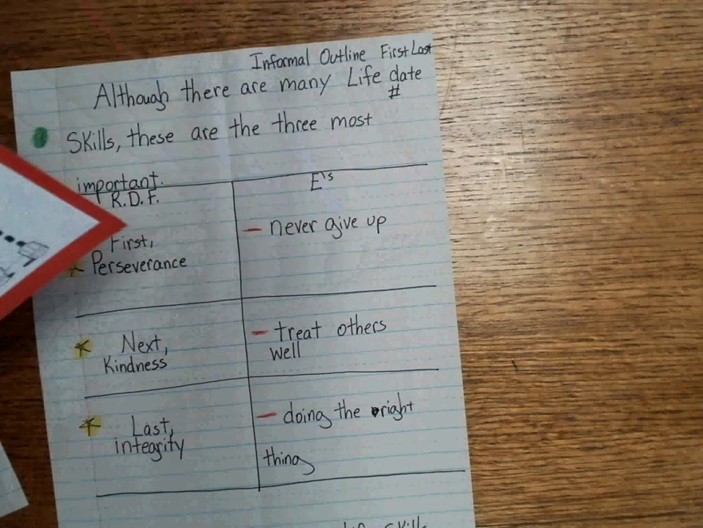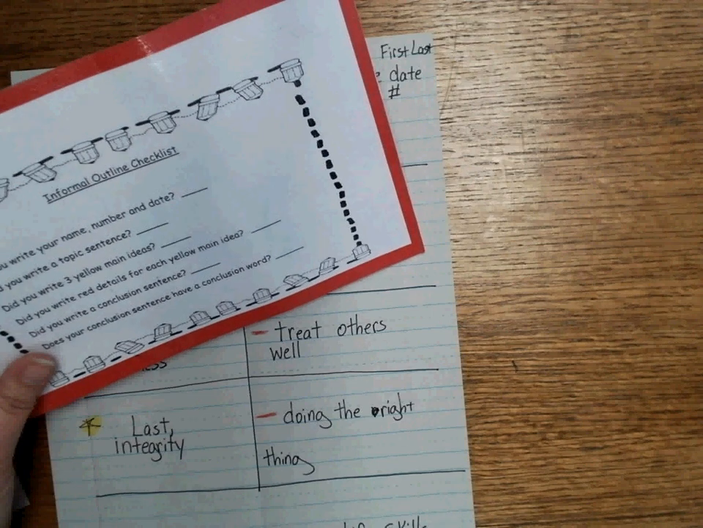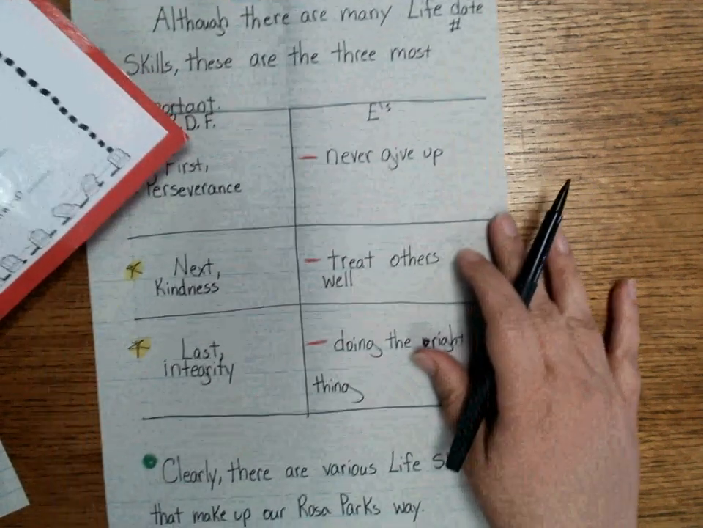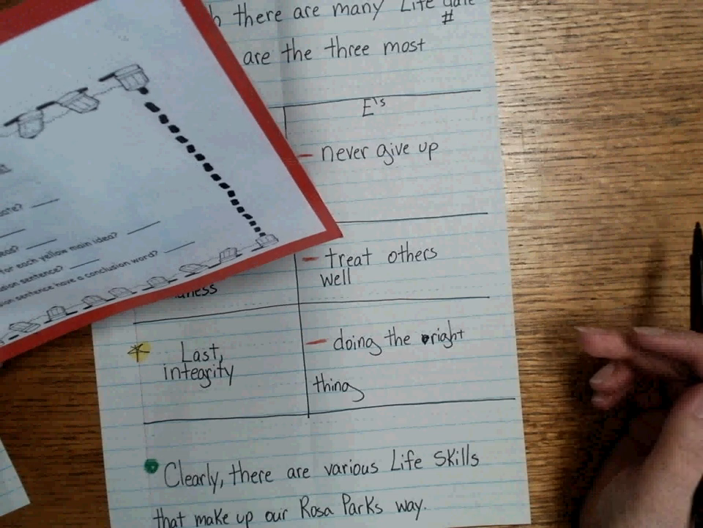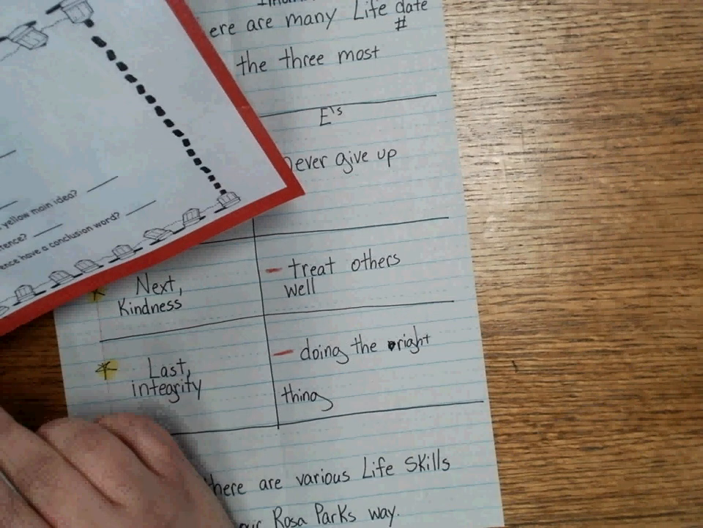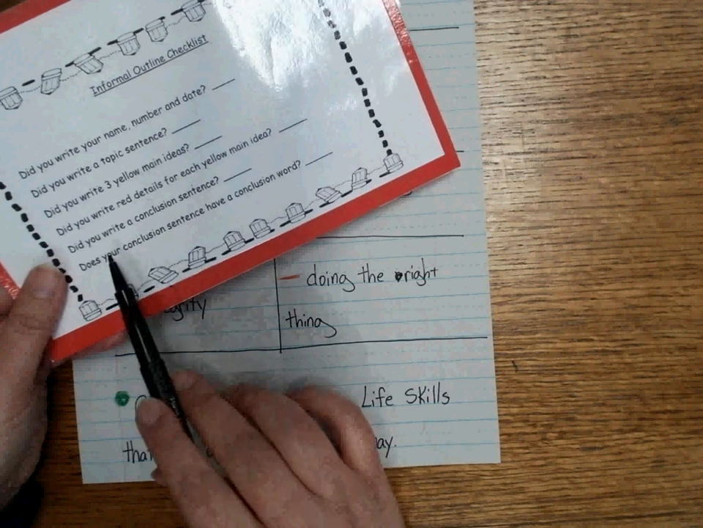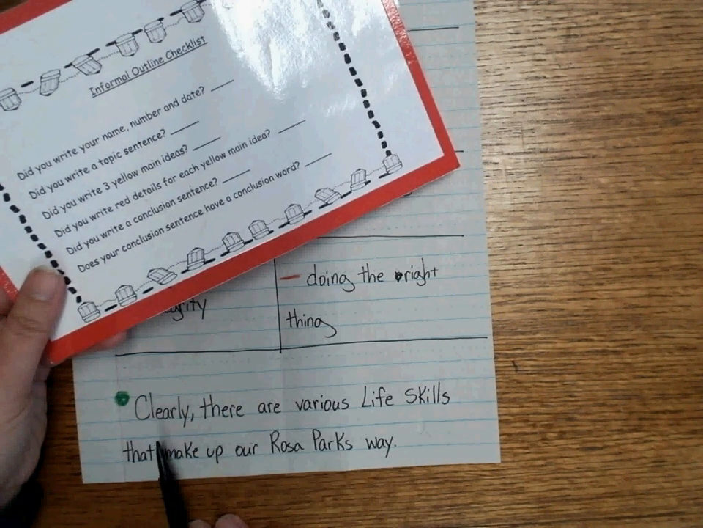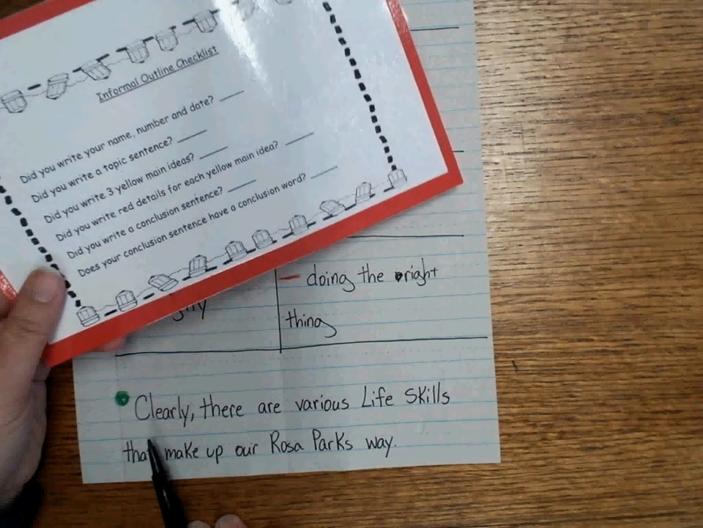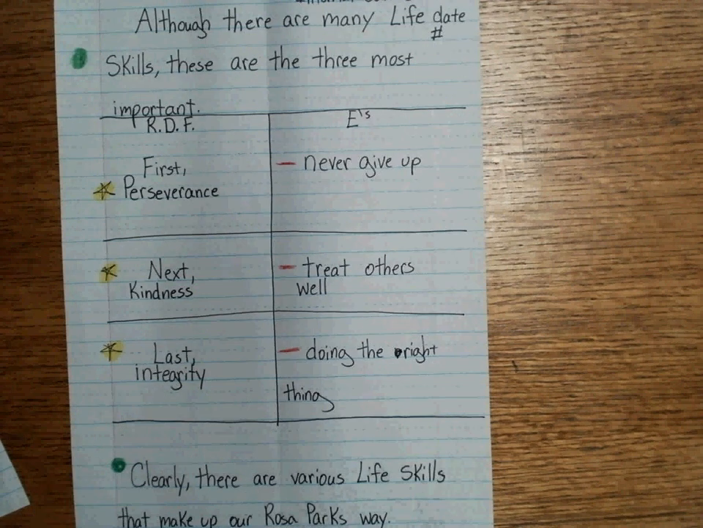Okay. Did you write a topic sentence? Yes, I have my topic sentence. Did you write 3 yellow main ideas? Yes, I have 3 yellow main ideas. Did you write red details for each yellow main idea? Yep, I did that. Did you write a conclusion sentence? Yes, I have that. And does your conclusion sentence have a conclusion word? Yes, my conclusion word is clearly. So now my informal outline is complete and I'm ready for my next step. The next step is going to be the rough draft, which you will see in segment 4.